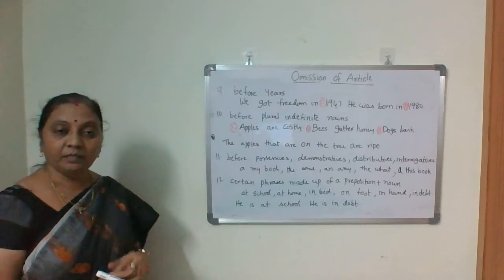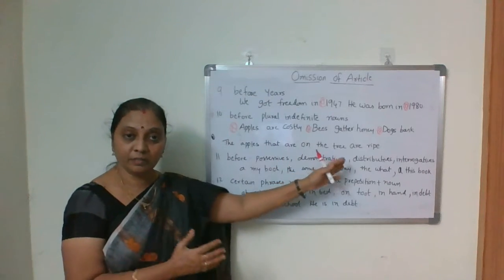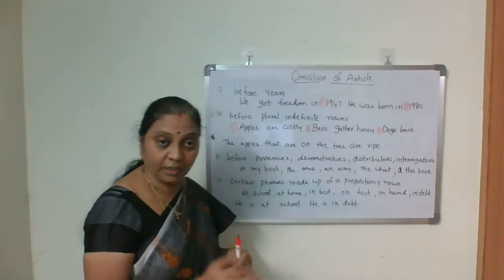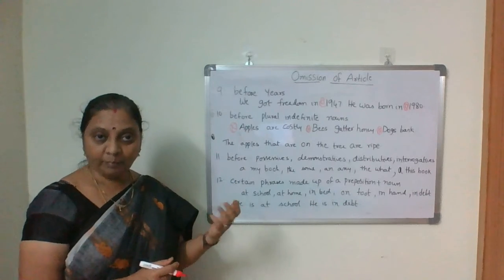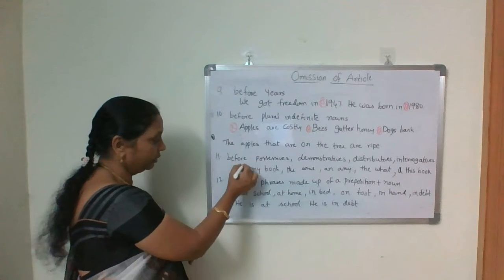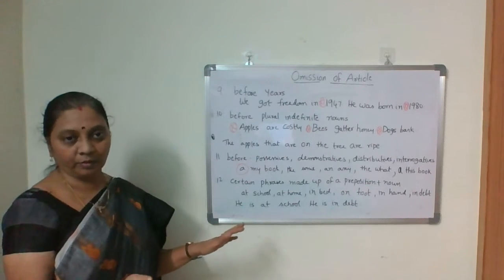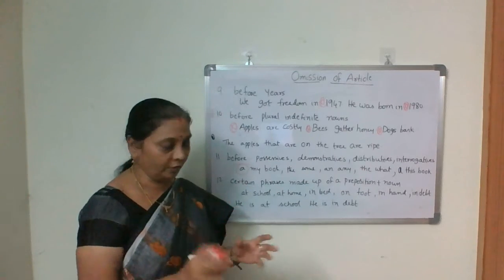Okay, then before possessives, demonstratives, distributives and interrogatives, no article is required. Possessives like my, your. A my book, no, you don't use that, isn't it? This is my book. A my book, the my book, you don't say. So before possessives, not required.